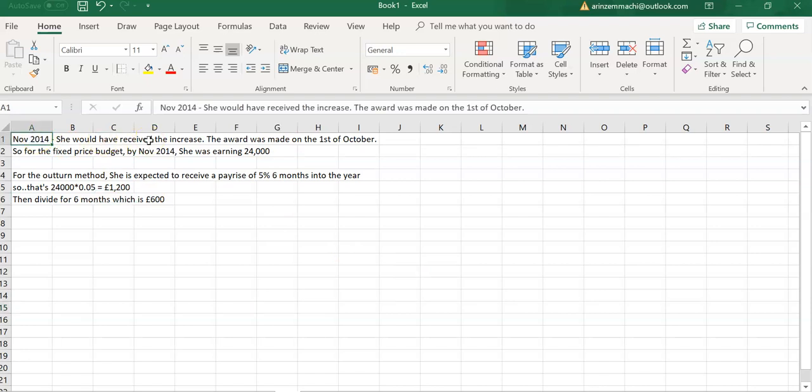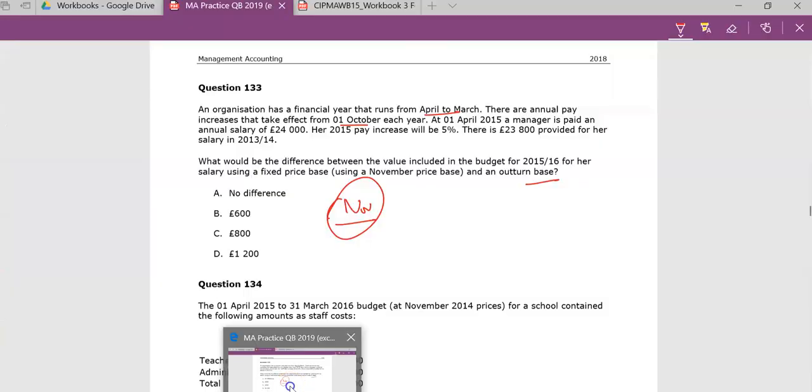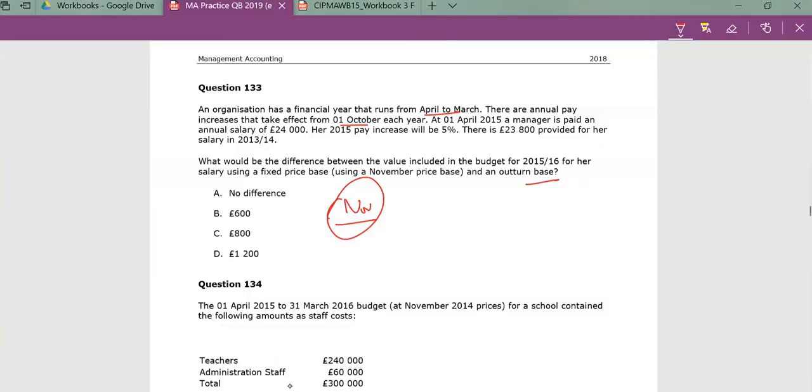In November 2014, remember it tells us that the price increase takes place on the 1st of October. So by November 2014, because just to be clear here, we're talking about a 15-16 budget, right? So let's just go back to the question. You can see what I'm saying. So we're dealing with this 15-16 budget. So by November 2014, she would have received that pay rise that was recommended, if you like.